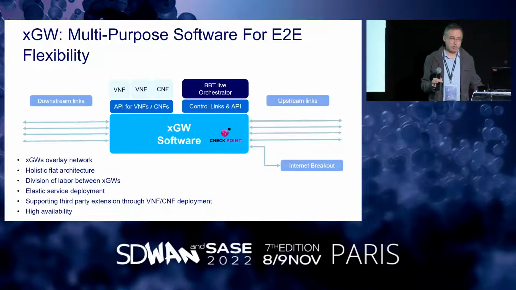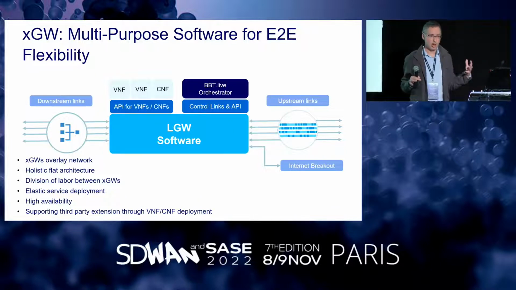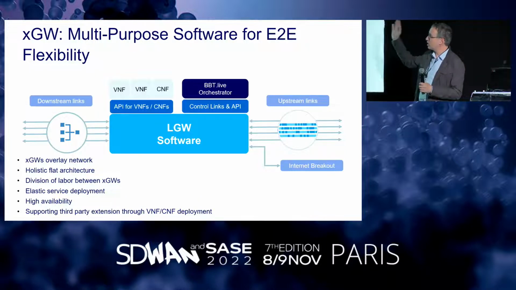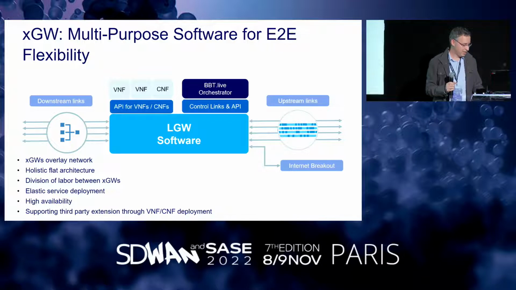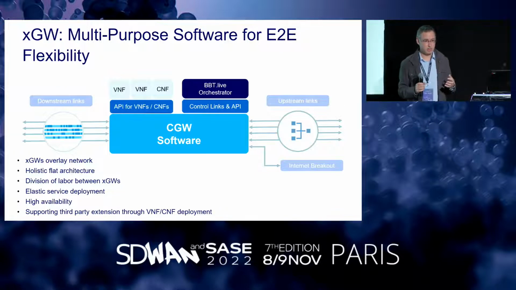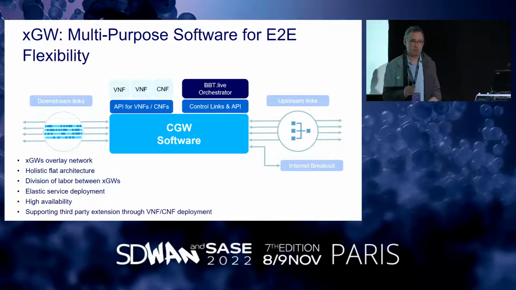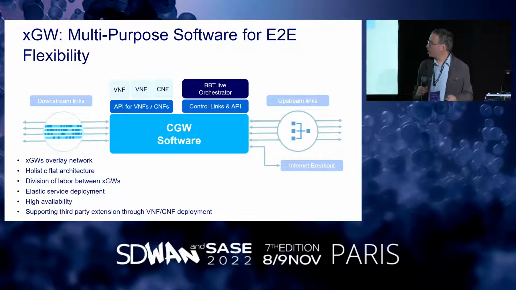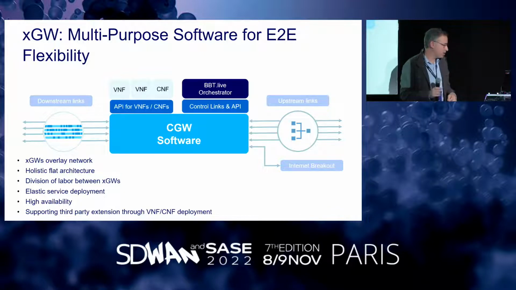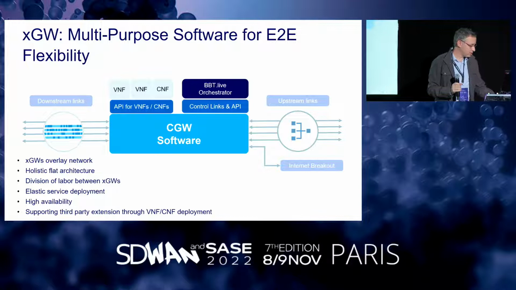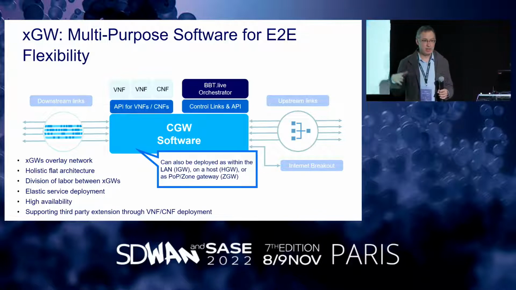The XGW can be deployed as a CPE, which we call the local gateway, LGW. On one side, you have the WAN links that are bonded together. On the other side, you have the local area network. It can be deployed as a cloud gateway, which is the other side that connects from the LGW. Here the downstream links are the WAN links, and the upstream link is the LAN between cloud gateways. But it can also be deployed within a specific LAN, which we call the internal gateway.